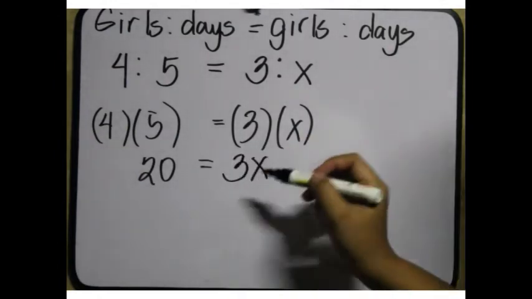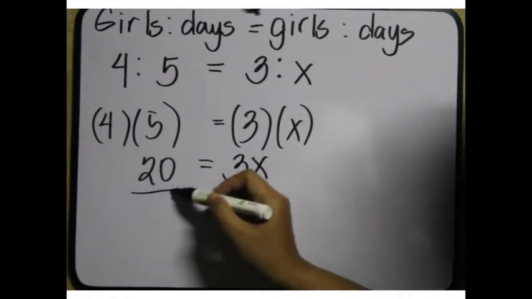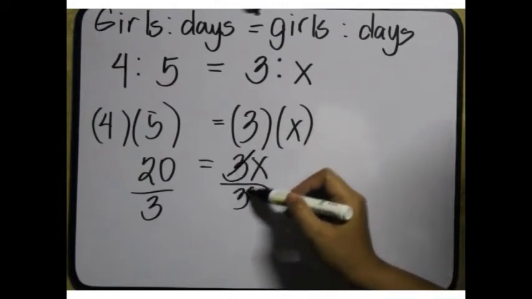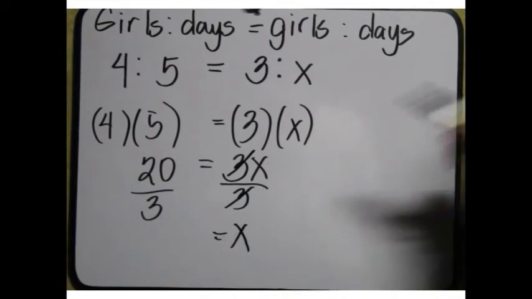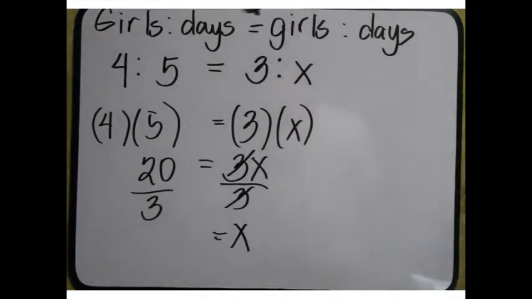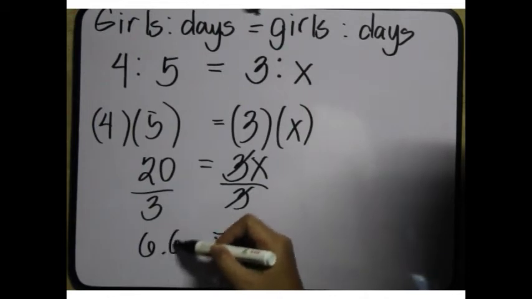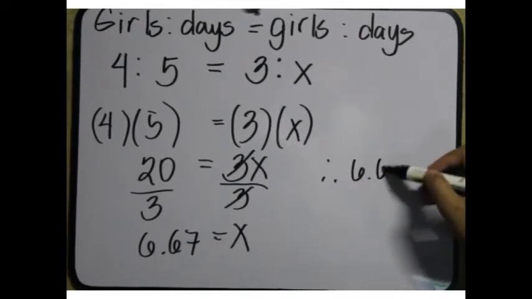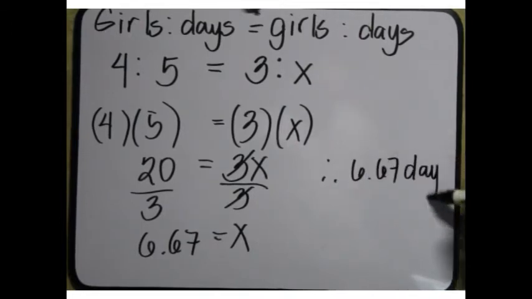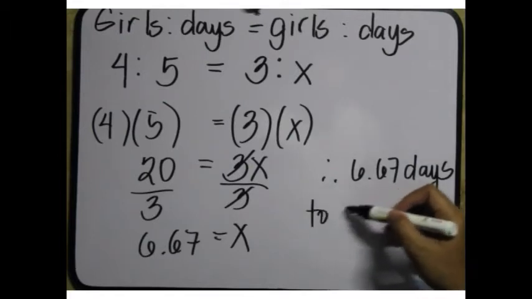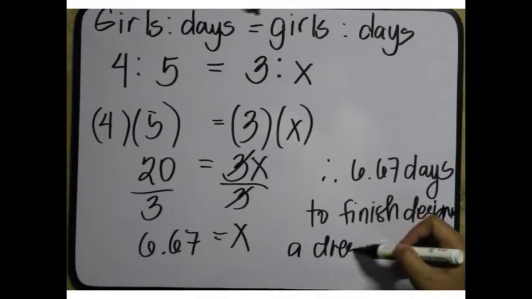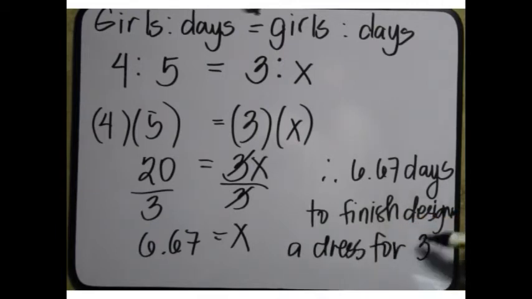Getting the value of x, we need to divide both sides by 3. So the 3s cancel out. Now x is equal to 20 divided by 3, which is 6.67. Therefore, it will take 6.67 days to finish designing a dress for 3 girls.